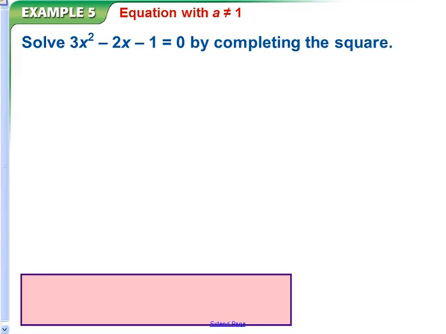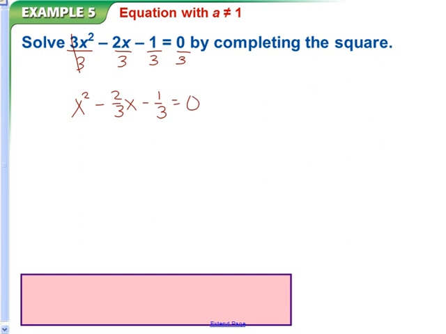All right, so those were okay because they didn't have an a value other than 1. Now we have an a value other than 1. So that makes it a little bit more complicated. So what we're going to do is divide everything by 3. So those cancel out and you get x squared minus 2/3 x minus 1/3 equals 0.